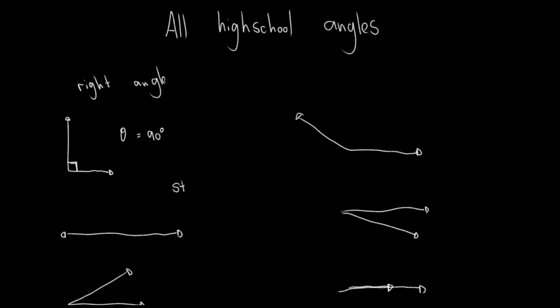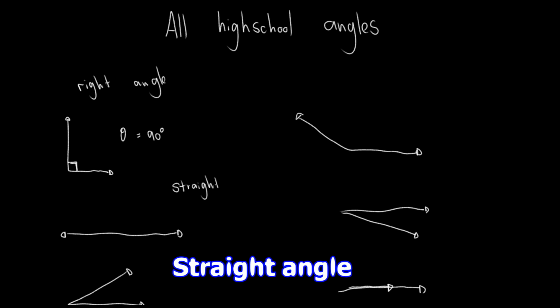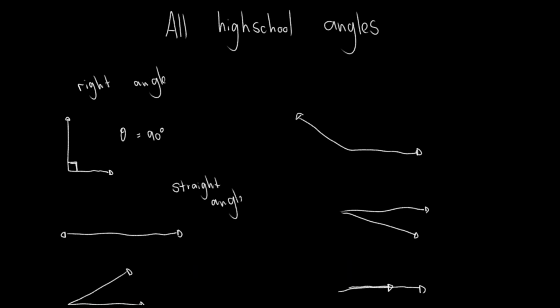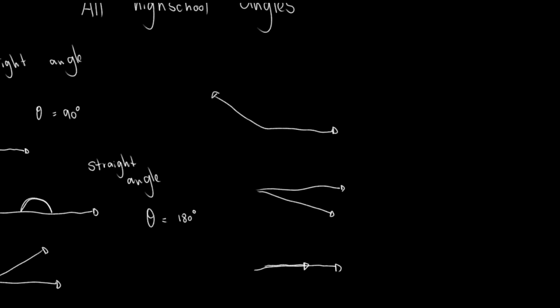What about a straight angle? Well, a straight angle theta is equal to 180 degrees, which is also known as the sum of a straight line. So a straight line is 180 degrees. Okay, let's move over to the next one with theta.